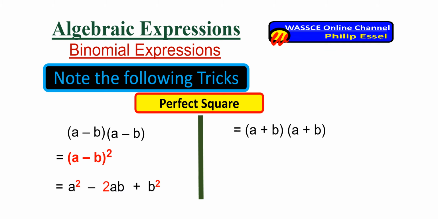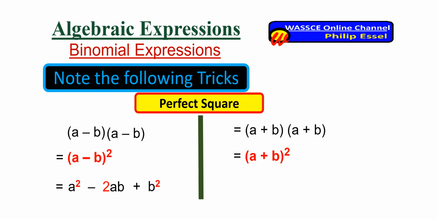Let's look at another example of a perfect square. In this example, we have the binomial expression a plus b multiplied by itself, a plus b. We want to expand this expression. How do we do this? Let's write this expression first as a perfect square. When we do this, we would get (a plus b) all squared.